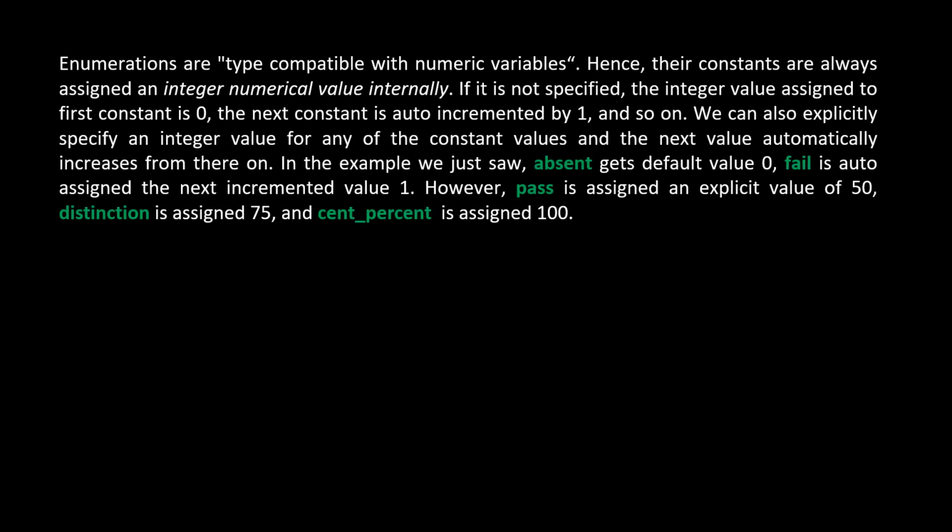Enumerations are type compatible with numeric variables. Hence, their constants are always assigned an integer numerical value internally. If it is not specified, the integer value assigned to the first constant is 0, the next constant is auto-incremented by 1, and so on. We can also explicitly specify an integer value for any of the constant values, and the next value automatically increases from there on. In the example we just saw, absent gets default value 0, fail is auto-assigned the incremented value 1. However, pass is assigned an explicit value of 50, distinction is assigned 75, and % is assigned 100.